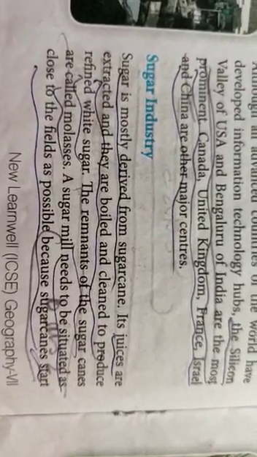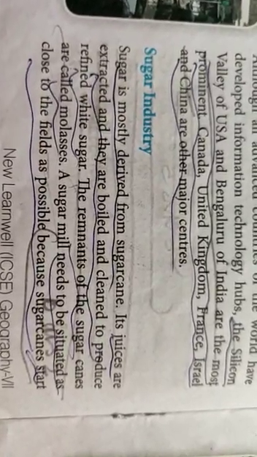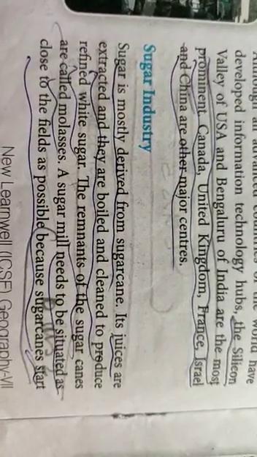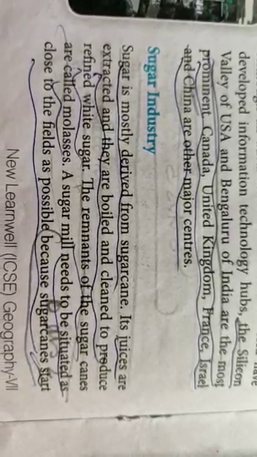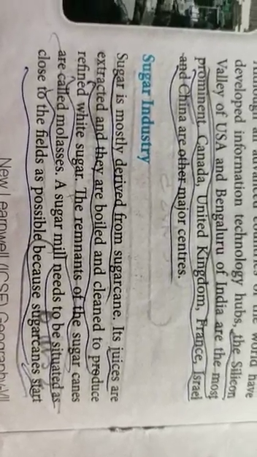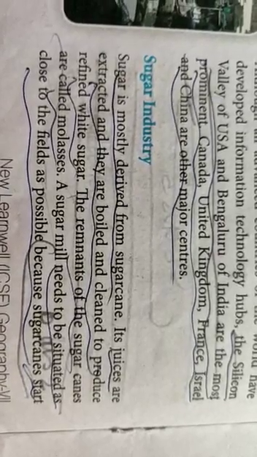Now coming to the sugar industry. Sugar is mostly derived from sugarcane. Its juices are extracted, boiled and cleaned to produce refined white sugar. The remnants of the sugar canes are called molasses.